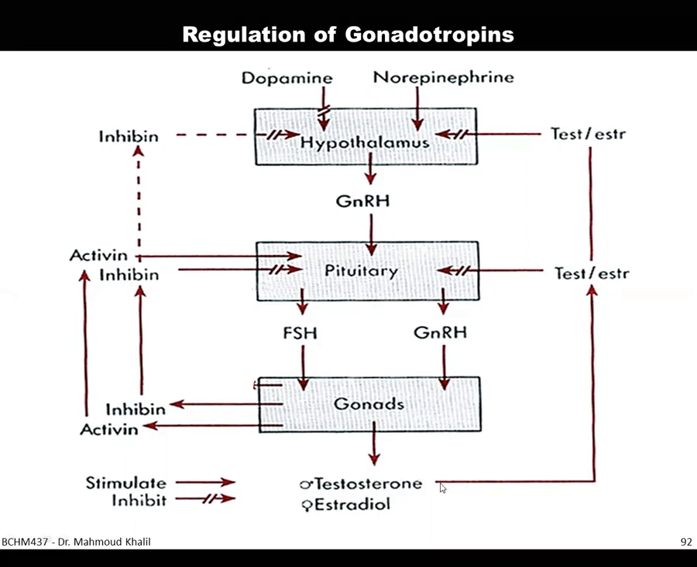This testosterone and estradiol can have a negative feedback effect on the level of the pituitary and as well on the hypothalamus. You can see as well that the gonads can secrete inhibin and activin, which can affect the activity of the pituitary cells, and with an unconfirmed link, the activity of the hypothalamus. The activin will activate and the inhibin will inhibit. So you can see here the key of the figure, the arrows that show the stimulation and inhibition.